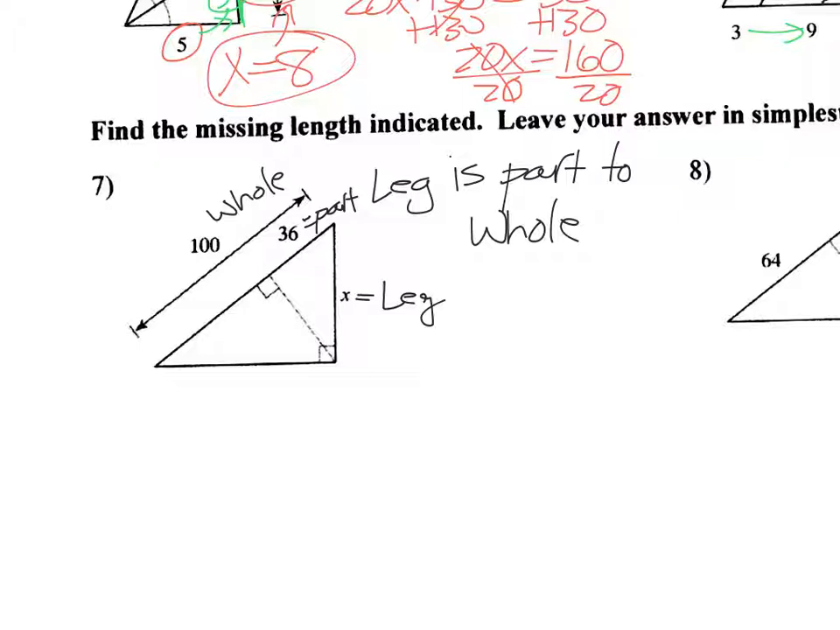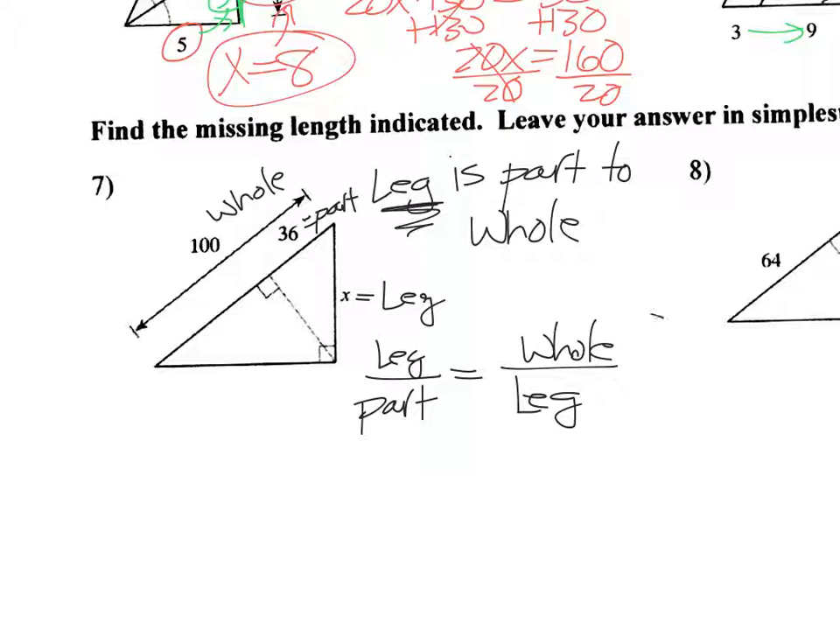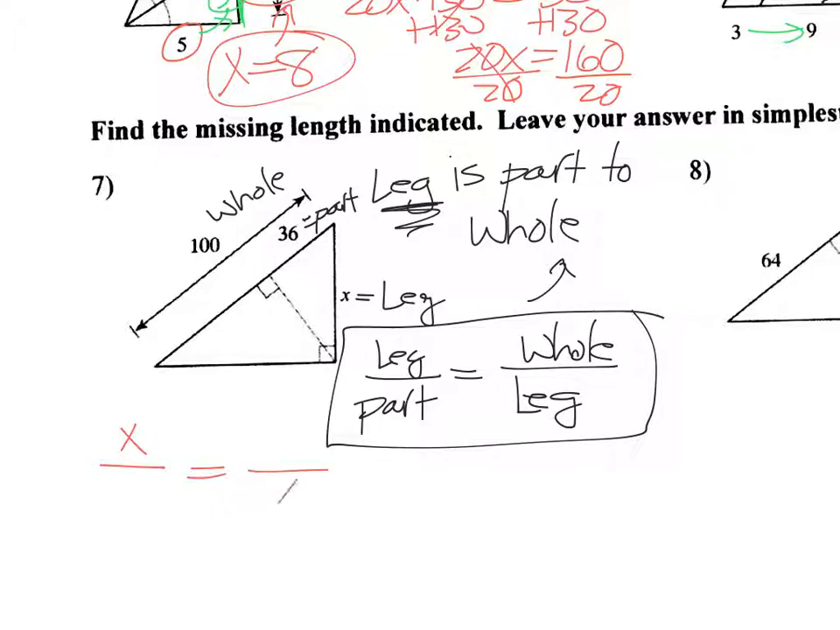So when I say leg is part to whole, leg has to go down twice in your proportion. Okay, so if I put leg here, then leg has to go here in the proportion. They have to be in opposite positions. Part and whole. That's what our proportion should look like. I just always remember this sentence, leg is part to whole. So in this particular problem, what was our leg? Our leg is x. So x goes down twice in opposite positions. Our part was 36. Our whole was 100.